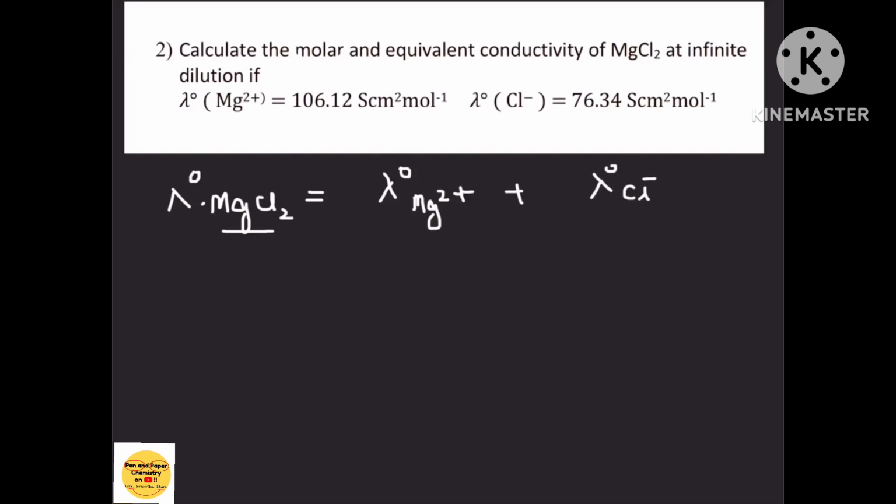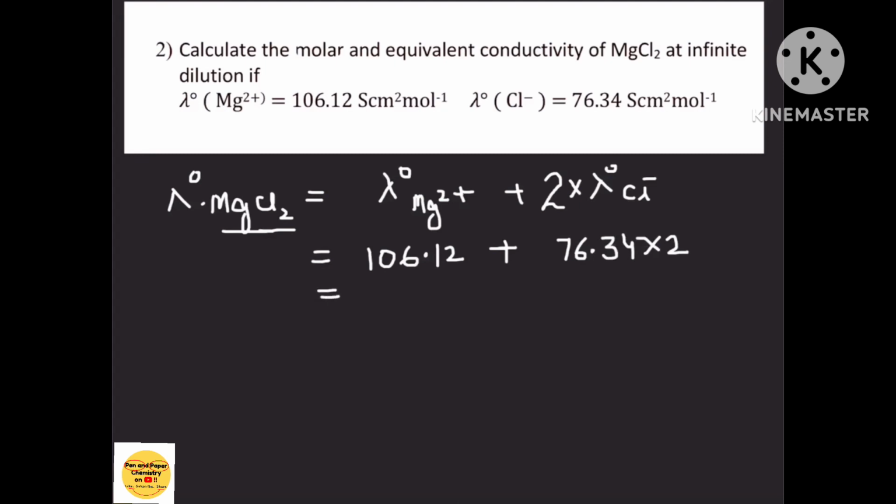Is this right? No? Why? What is wrong in this? Very good. Because we've got magnesium chloride, MgCl2, we will have to multiply the ionic conductance of chloride by 2. The rest is pretty simple, you just have to put the value: 106.12 plus 76.34 into 2. Please calculate, give me the value.